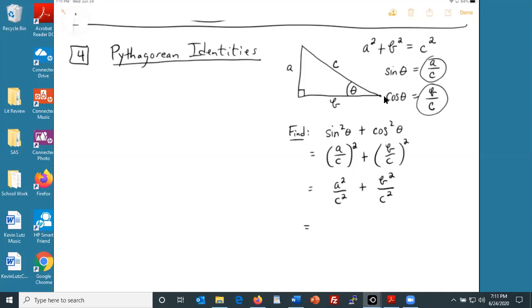All right, next I'm going to add these fractions together. To add fractions, you need the same denominator, right? The common denominator. And the denominator is the same for both. So it's C squared. And then we're going to add the numerators. So we add A squared plus B squared.